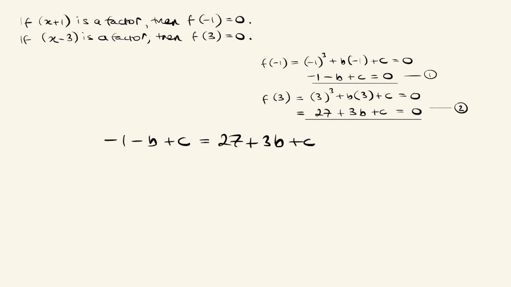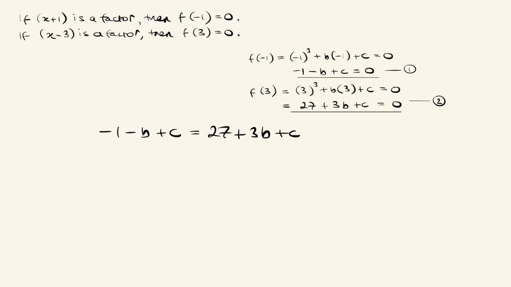Now if I've got the same term on both sides of an equal sign, like I have here, I've got a plus c there and a plus c there, I can just cancel them. So I'm left with minus 1 minus b equals 27 plus 3b. And then by the rules of the manipulation of algebraic equations, I can say that I've got a plus 3b here, I've got a minus b here. If I bring that minus b across, it'll become a positive b.